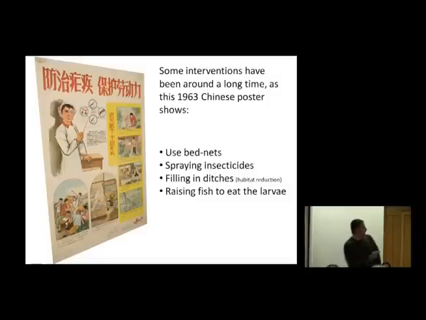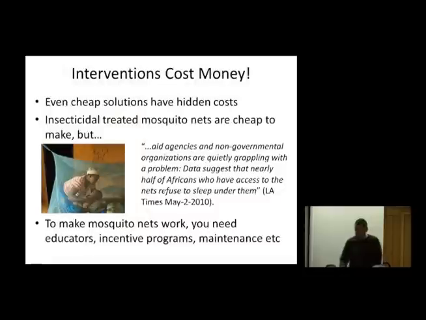Here's an old Chinese propaganda poster. It's a bit hard to read, but they actually suggested this in the 60s, four very simple ideas, including using bed nets, spraying insecticides, filling in all small ditches, and then putting little fish in the ponds to kill the mosquitoes. And China was actually able to largely eliminate malaria with these very, very simple ideas, because China had a lot of control of its people, which kind of helped in some sense too, right? But nevertheless.